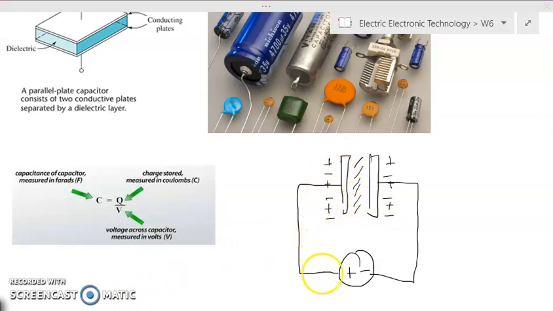Let's look at this part first, where we have a positive terminal. So here we have a neutral plate. Here we have a positive terminal. Positive terminals mean we have more energy here, right? There's plenty more energy here compared to the neutral plate. If you have more energy here than the neutral plate, what will happen?